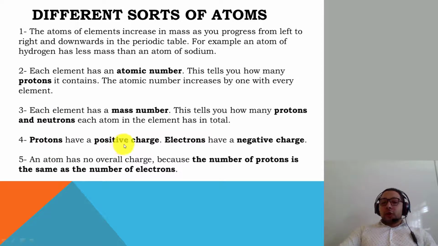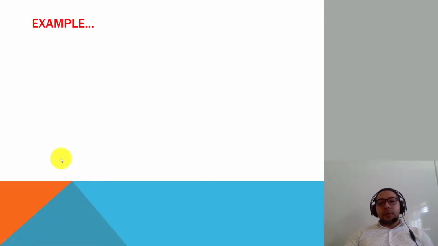A proton is a positively charged particle, an electron is a negatively charged particle, and atoms have an overall no charge, because the number of protons, the positive particles, is equal to the number of electrons, which are negatively charged particles. So the overall charge of an atom is 0. It's uncharged because it has the same number of positively charged particles, the protons, as negatively charged particles, the electrons. Perfect. Let's see some examples based on that.